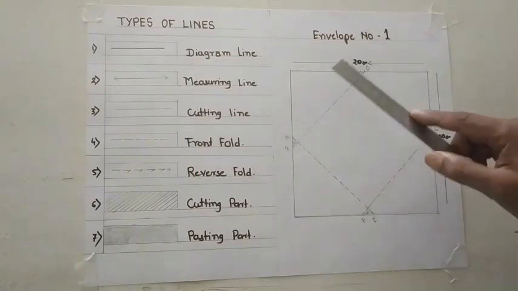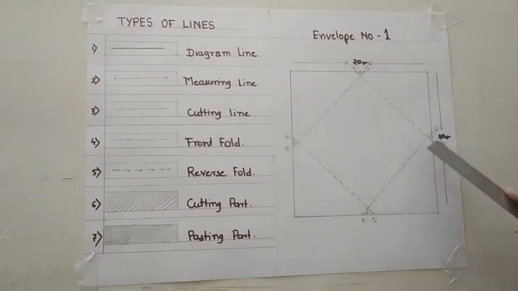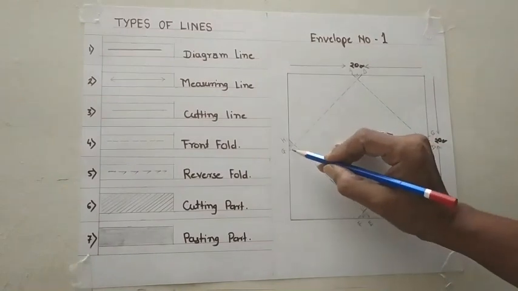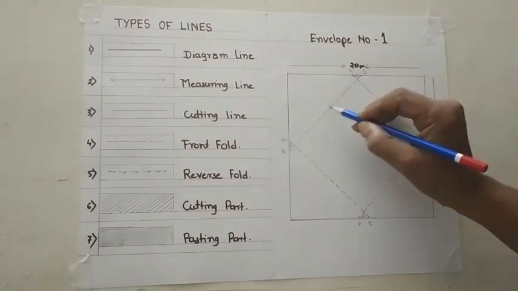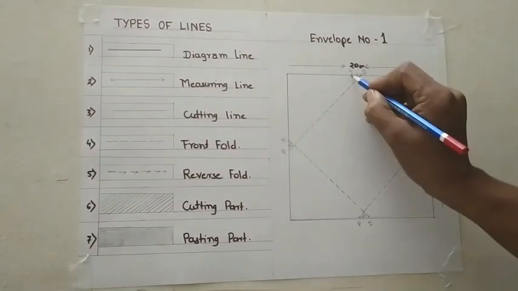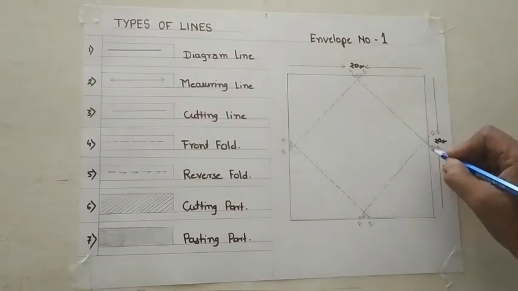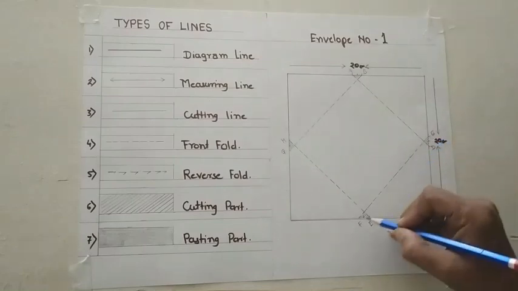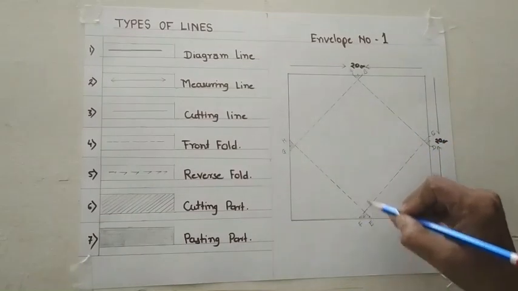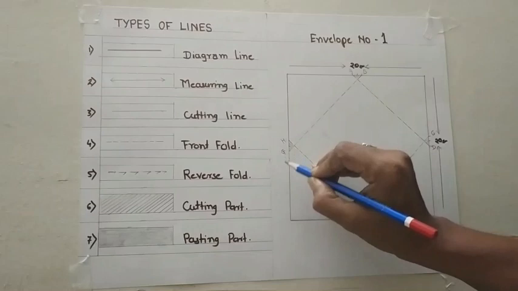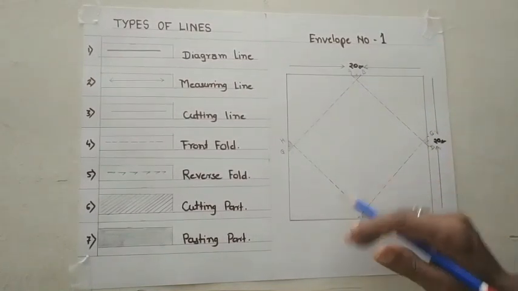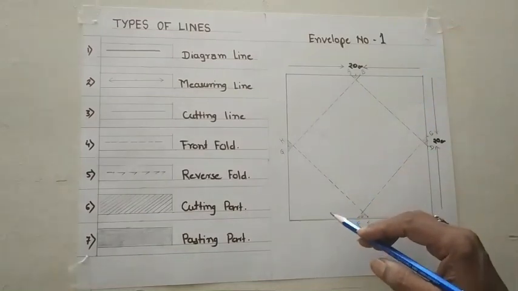Then I'll put here A, B, C, D, E, F, G, H. Then draw a cross line here, a dotted line. A you join D. Then C you join F, then E you join H, and G you join B. Like this you draw the diagram. You draw it first on tinted paper.